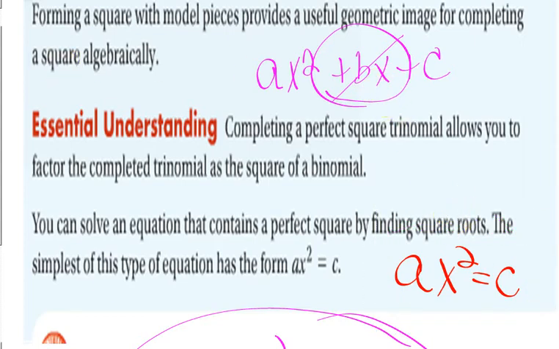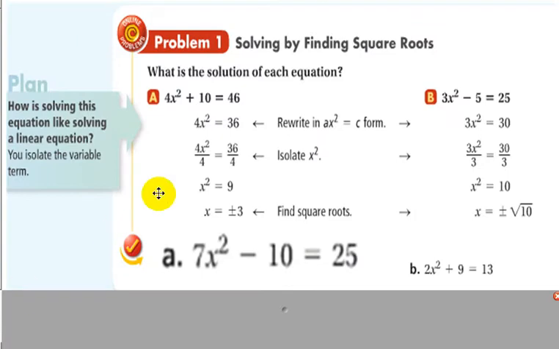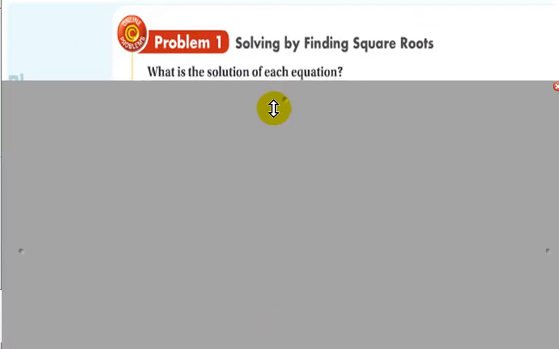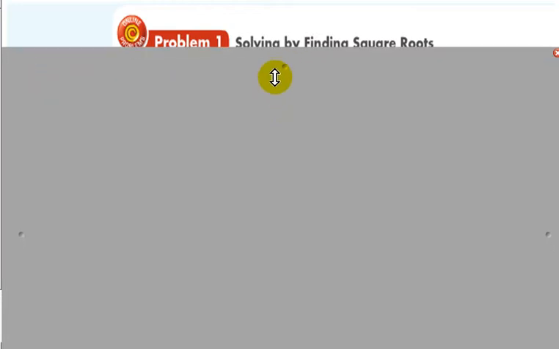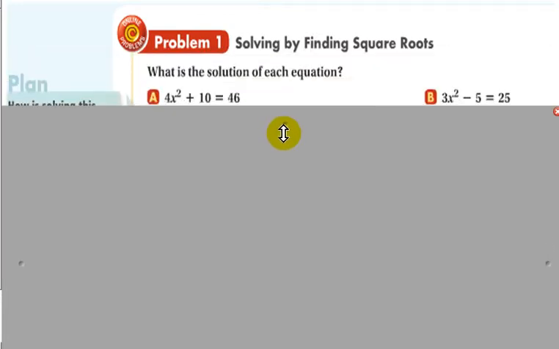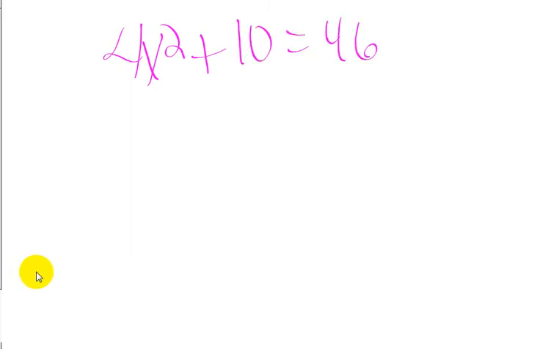Okay, so let's take a look at using it. In our first problem, it says, what is the solution of each equation? Solve by finding the square roots. So in A, they give us 4x squared plus 10 equals 46. We need to get it in that form because we don't have an x term, so we need to get it in the ax squared equals c form.